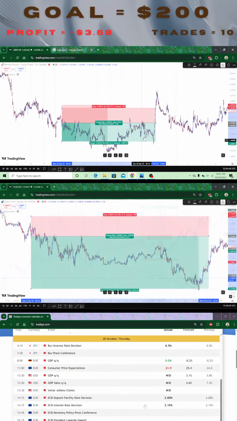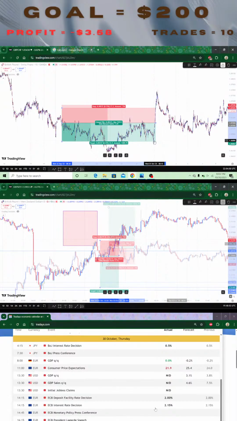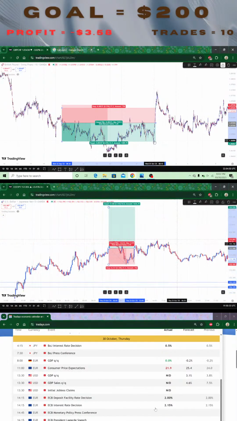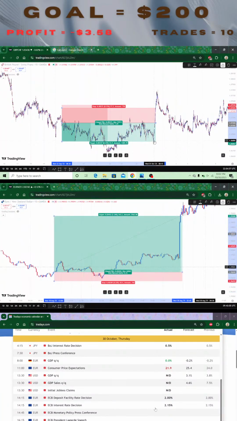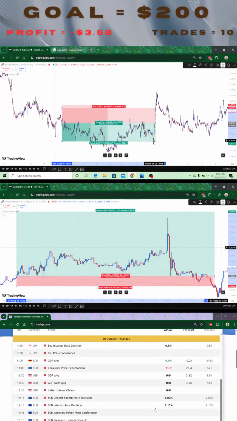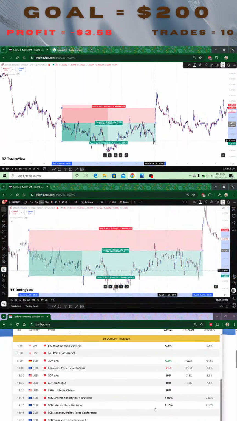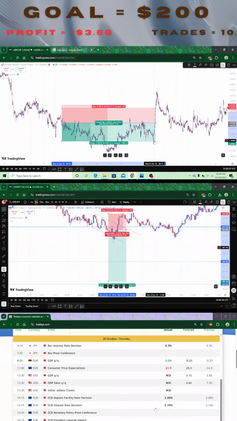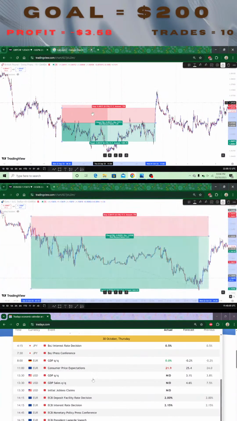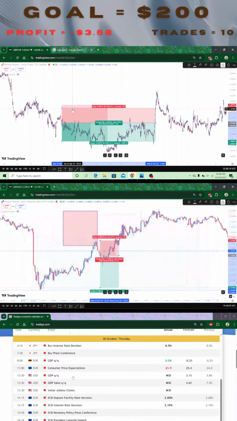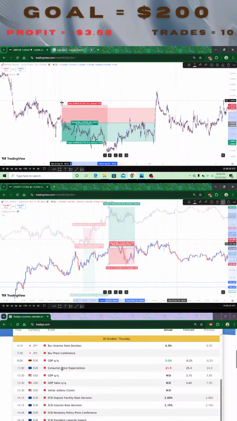So meaning that if I had not closed the trade at the time I closed it, this trade would have been a loss. Sorry, I had to drink water. So like I was saying, if I had not closed the trade at the time I closed it, this trade would have been at a loss. Okay, so let us make the analysis.